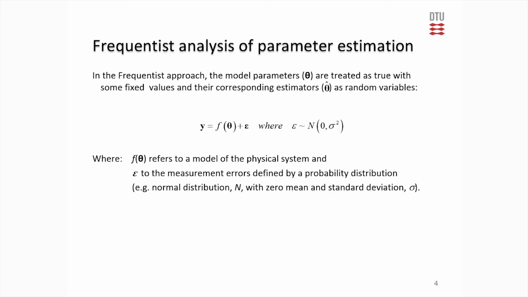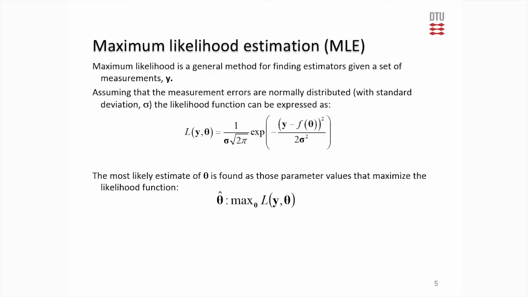The maximum likelihood estimation is a mathematical formulation for parameter estimation within the frequentist framework. Maximum likelihood estimation assumes that the measurement errors are normally distributed, and it selects a multivariate normal distribution as the likelihood function.